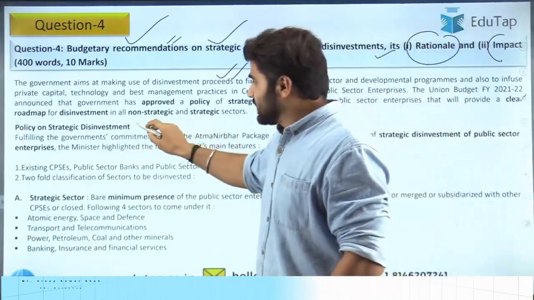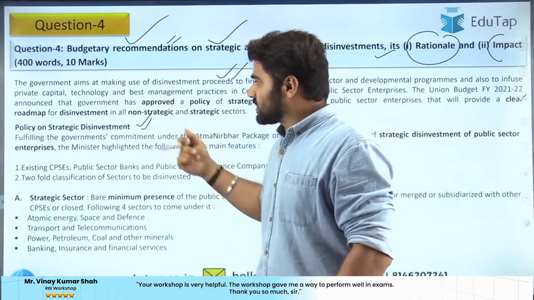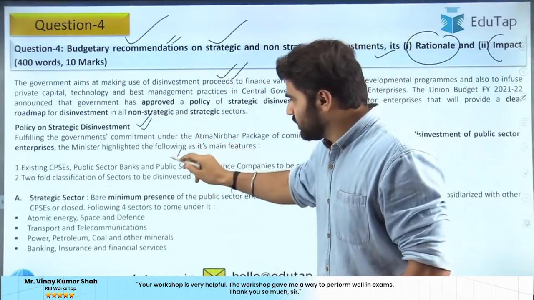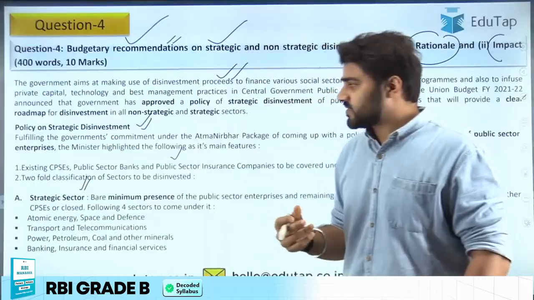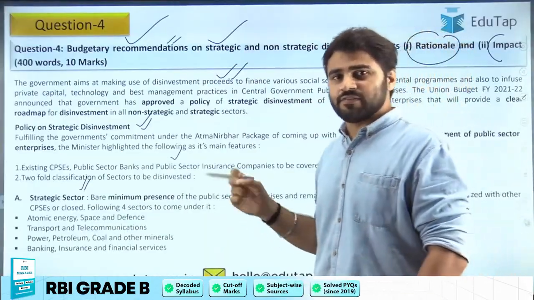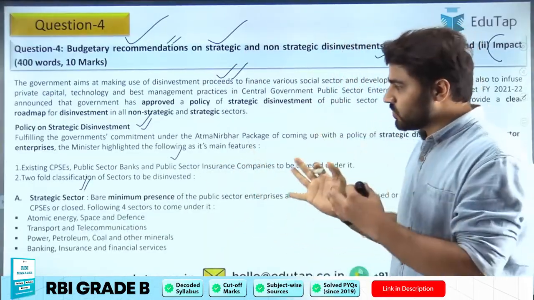After that you can easily briefly elaborate about the policy on strategic disinvestment. So here you can easily mention that in the strategic sector, which sectors are being disinvested, okay, where the disinvestment is happening, so that you can mention here.